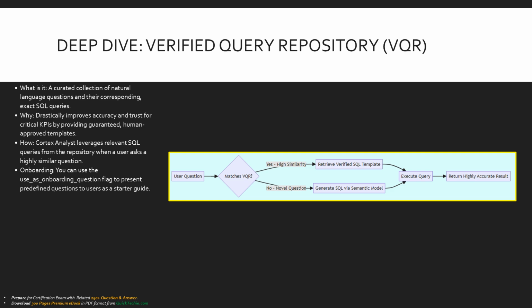This decision flow illustrates how the verified query repository protects your application. When a user question arrives, the system first evaluates, does this match the VQR? If there is high semantic similarity, the flow routes up, retrieving the verified, human-approved SQL template. If it is a novel, ad hoc question, the flow routes down, falling back to the standard semantic model to generate the SQL dynamically. Both paths converge to execute the query safely, ensuring your users always receive a highly accurate result, balancing strict governance with ad hoc flexibility.